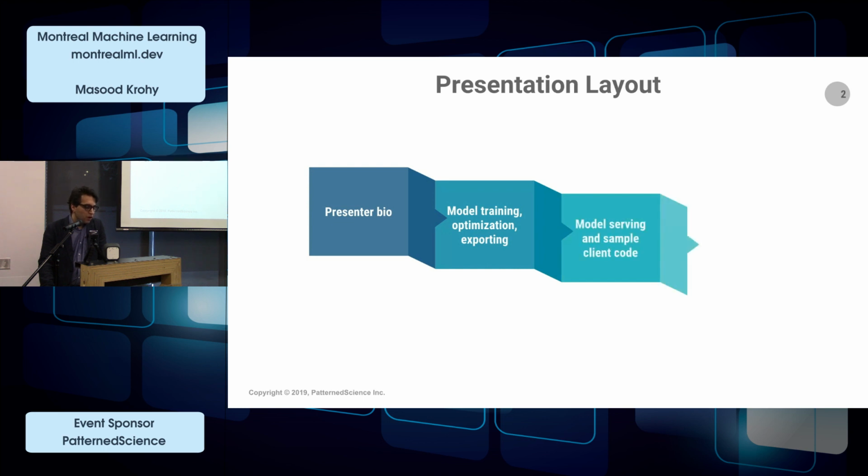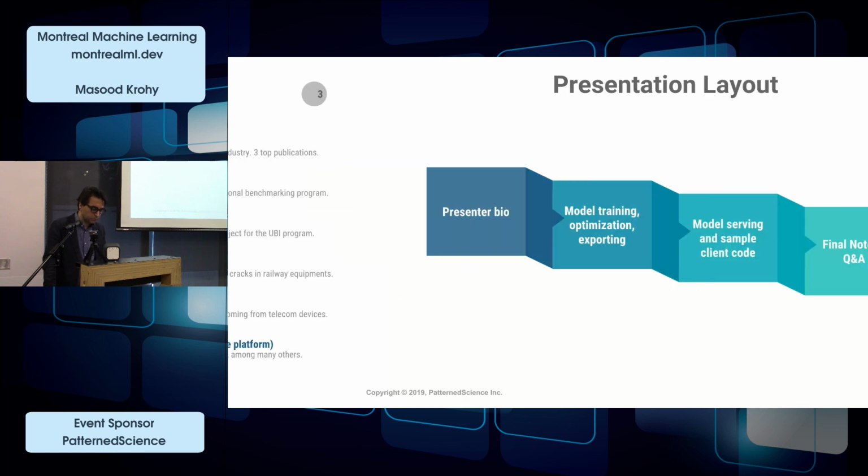So just quickly, my technical profile for the ones who do not know me. And then the second part: model training, optimization, and export. This is a bit of a longer Jupyter notebook that I'll walk you through. The second Jupyter notebook is model serving and sample client code. This is smaller, so I'll jump to that and show you how that goes. And finishing with some final notes and Q&A.